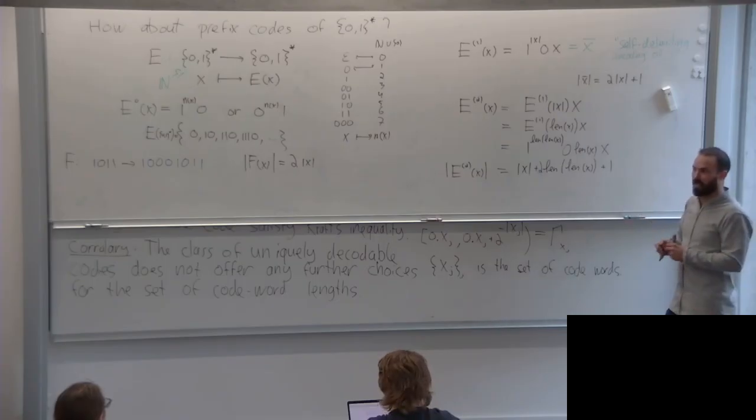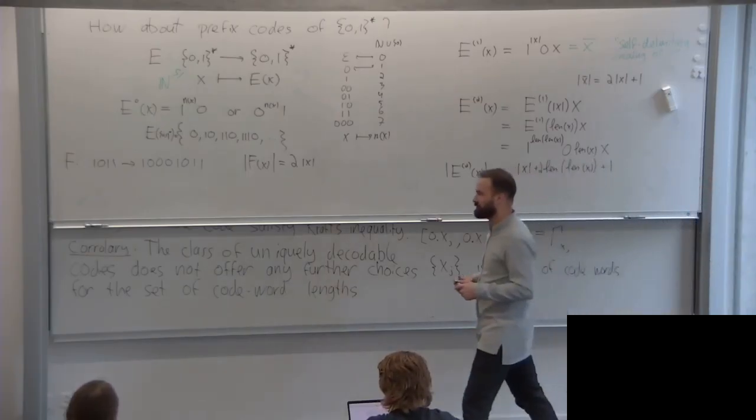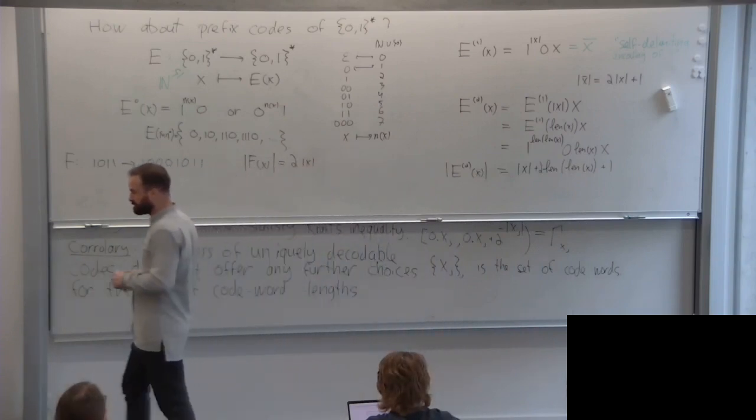That's Kraft inequality. We have a prefix code. There needs to be a converging series. In fact, it says it's a series that converges to something smaller than 1. But the first step is just to verify that it does converge. And after that, you can verify that it converges to something smaller than 1.